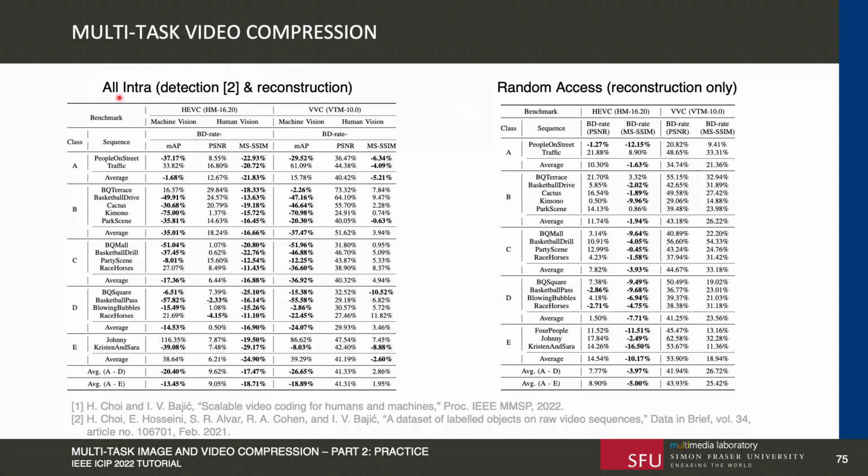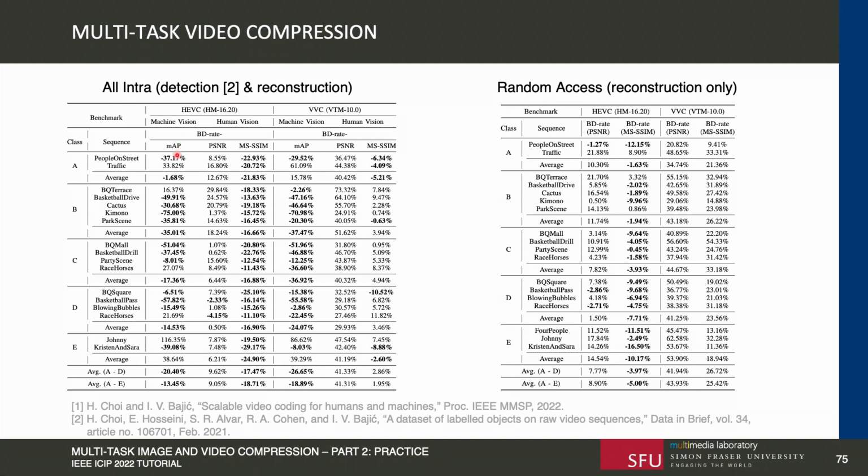So in the table on the left, note that detection has been tested on the same test set as reconstruction using this SFU HW dataset that's also used in MPEG VCM. It's basically a dataset of object labels and bounding boxes for the common HEVC test sequences. And so this allows us to test both tasks on the same dataset.